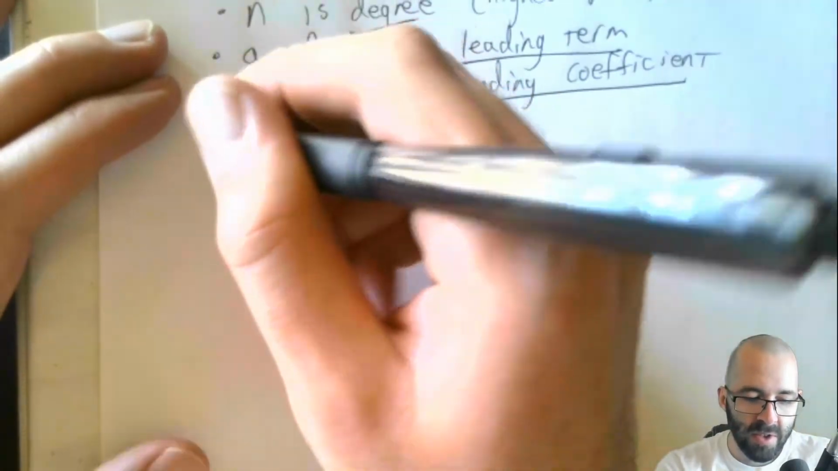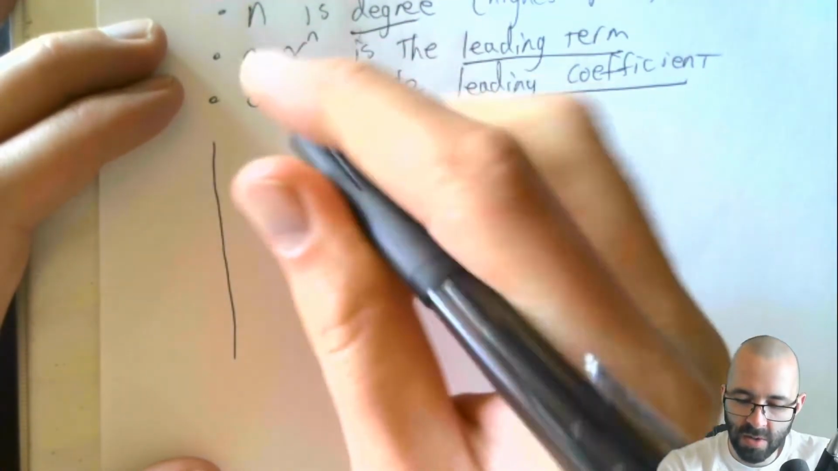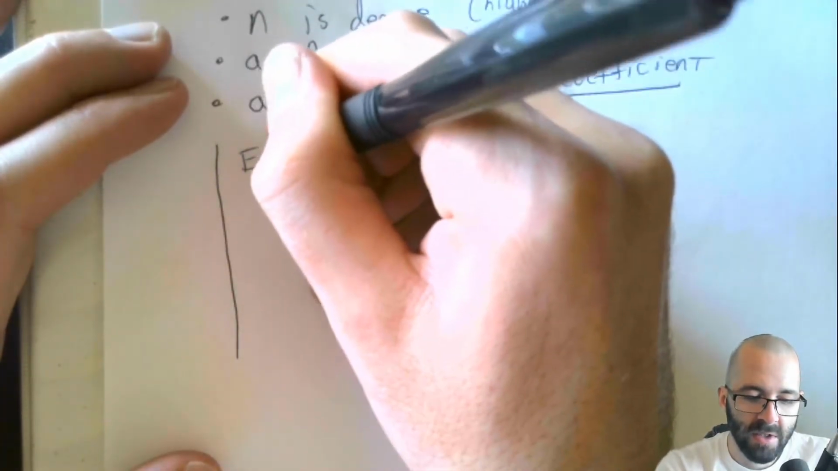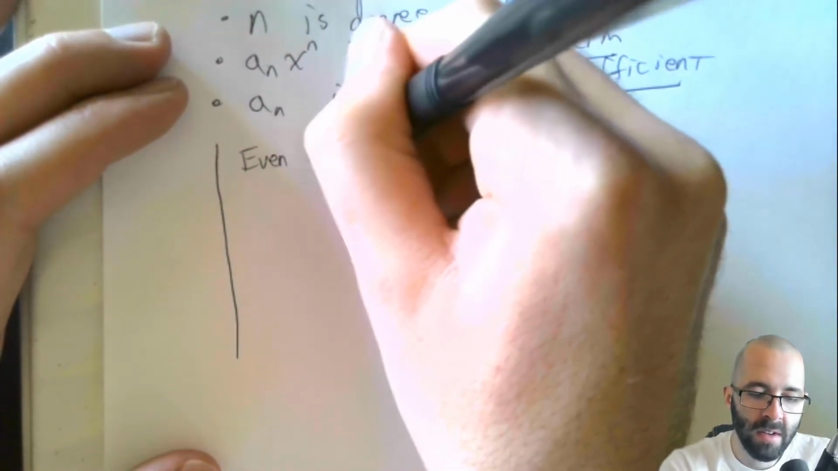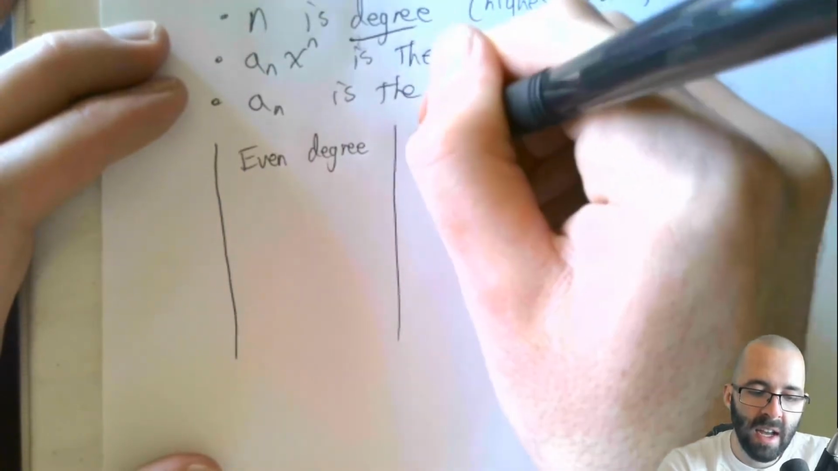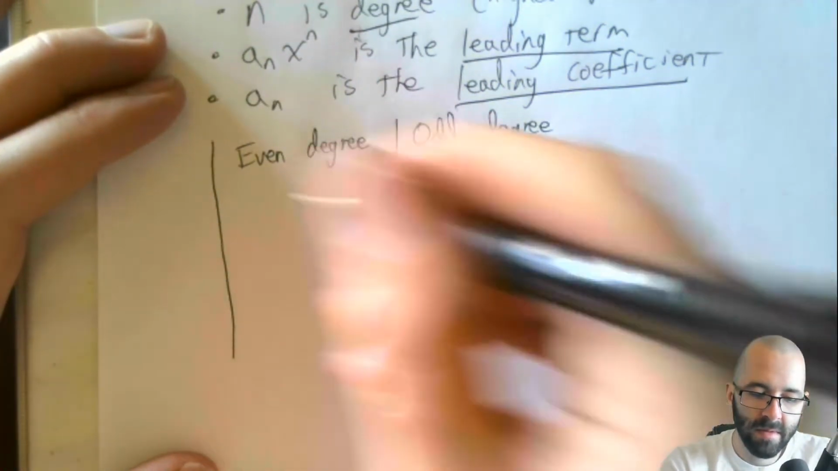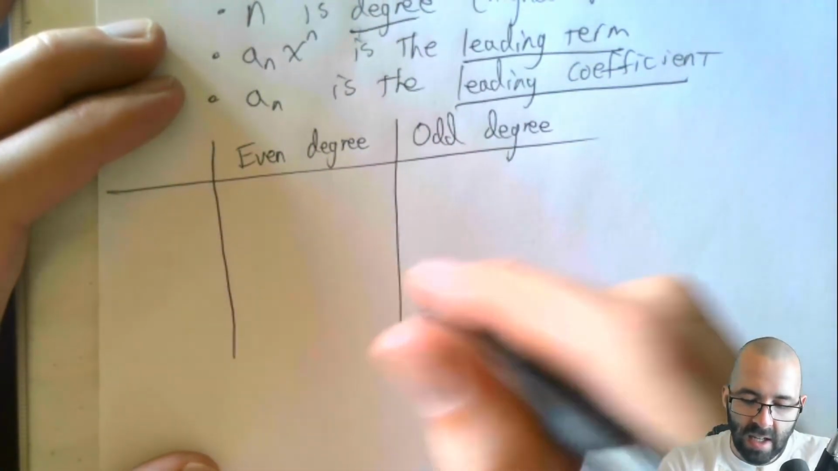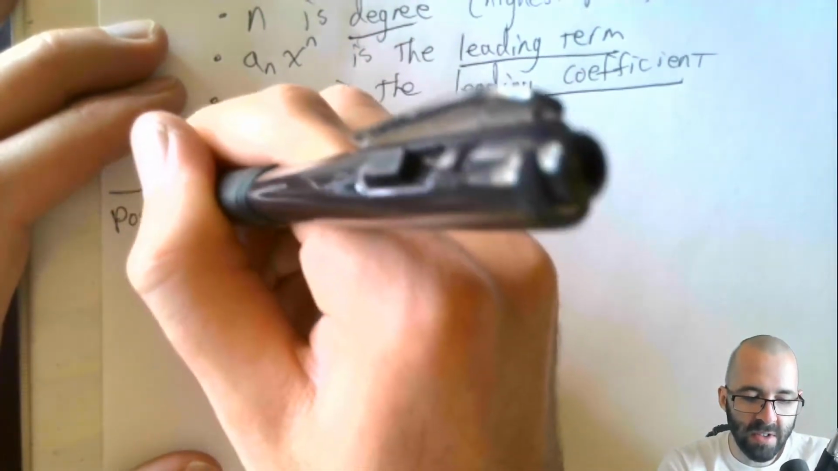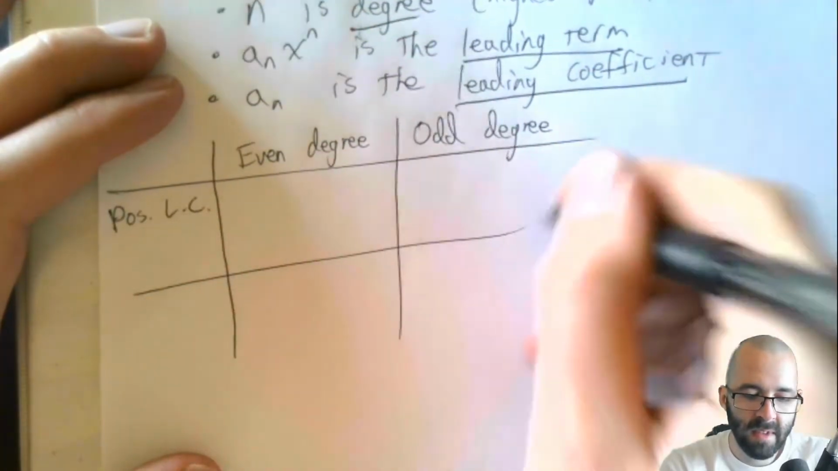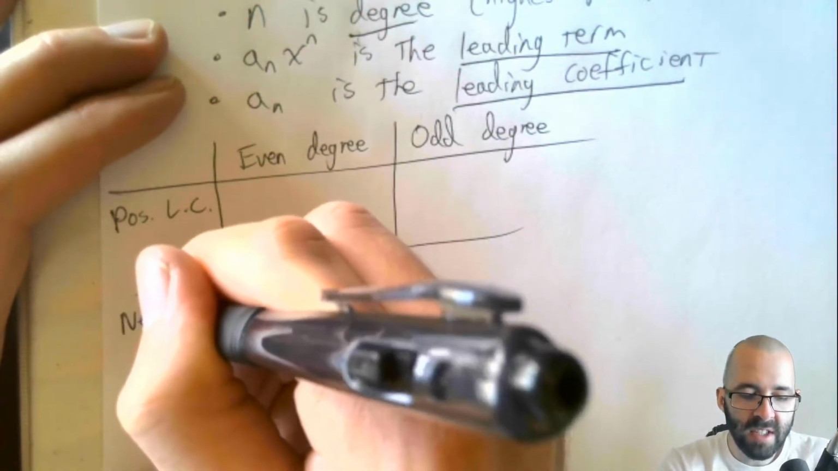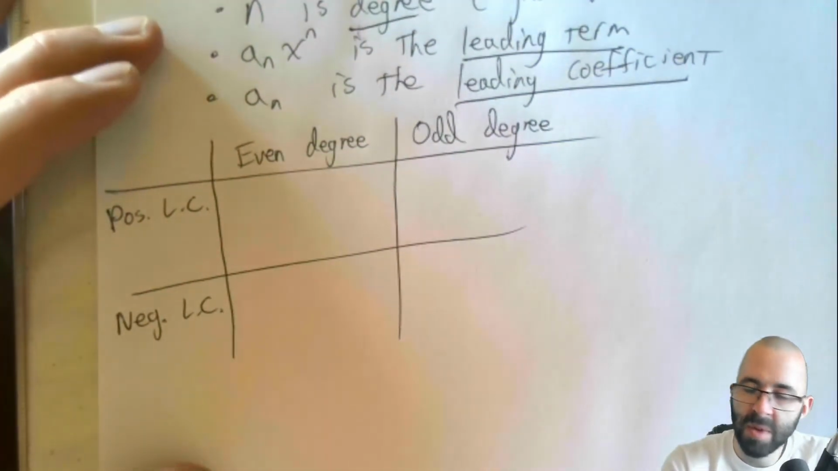Okay, so here's a little chart that you can use. If I have an even degree, something's going to happen, and if the degree is odd, something else is going to happen. If I have a positive leading coefficient, something's going to happen. And if the leading coefficient is negative, something else is going to happen.